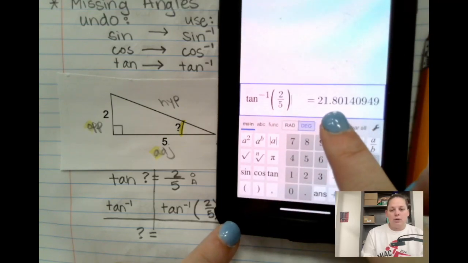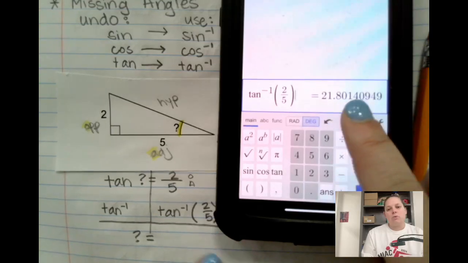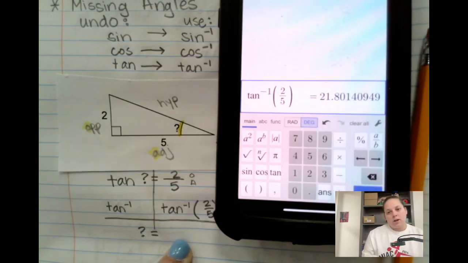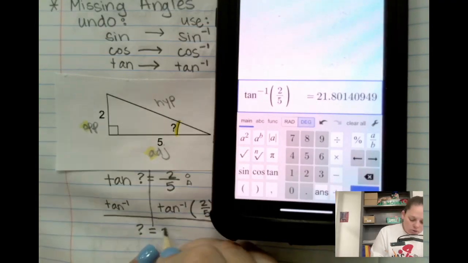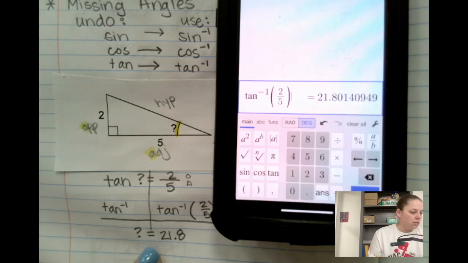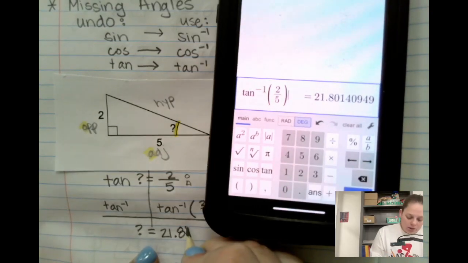We get 21.80. Again, when we round, we're either going to keep it at an 80 or round it to 81. After the 80 is a 1, so that tells us to stay. So 21.8. We can put 80 if you want, or just 8, and it's degrees.